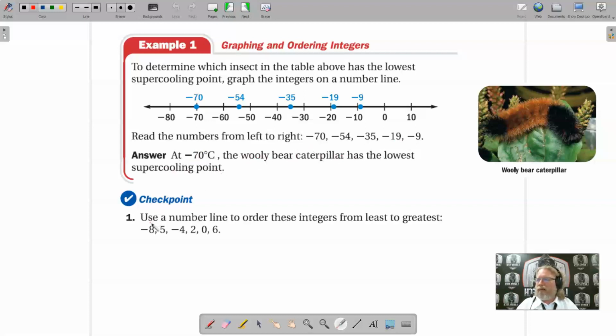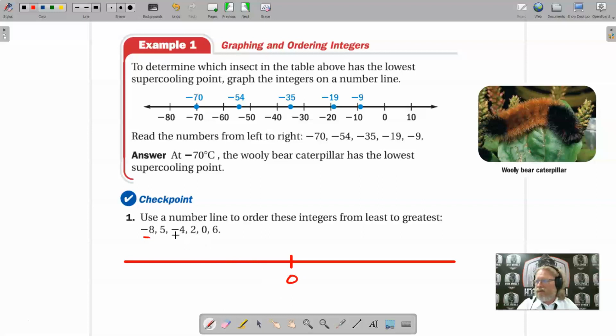So let's look at our checkpoint here. We could use a number line to order these integers from least to greatest. So I'm going to go ahead and grab a line here. We'll just kind of rough this out a little bit. Let's put this here as 0. We'll call that 0. And then let's start working.